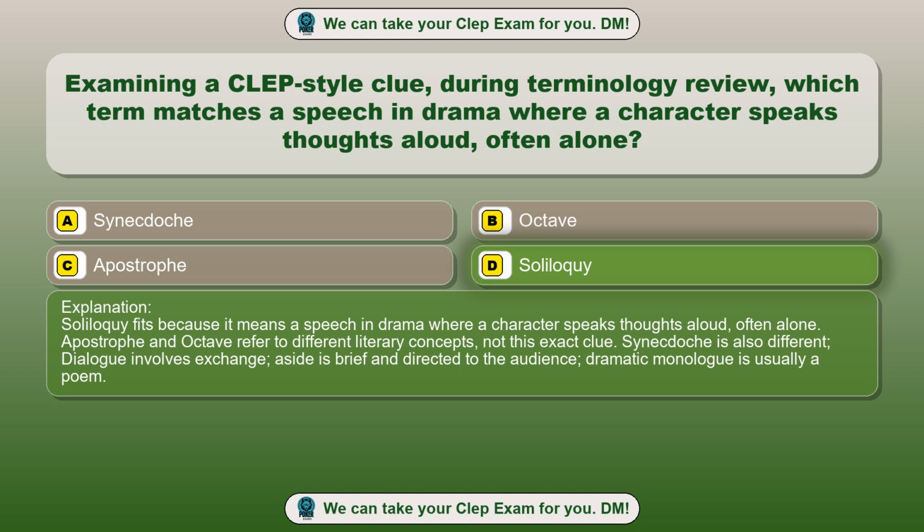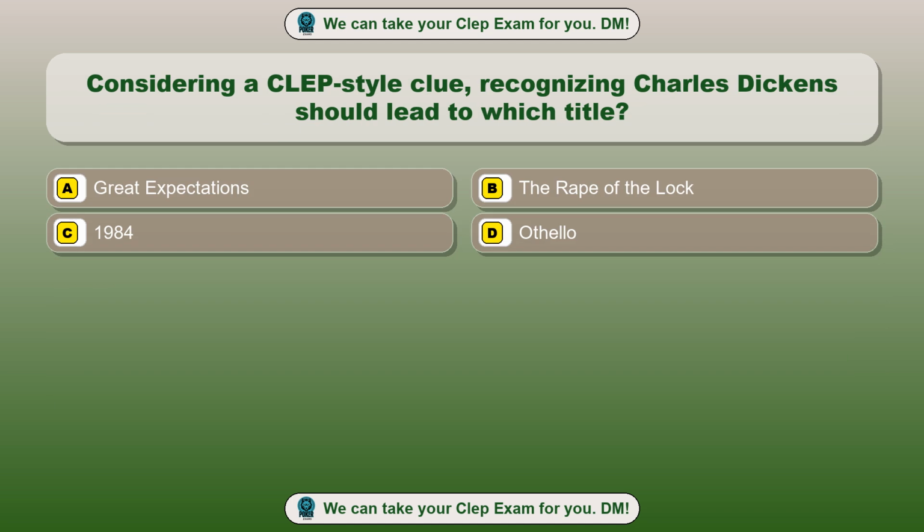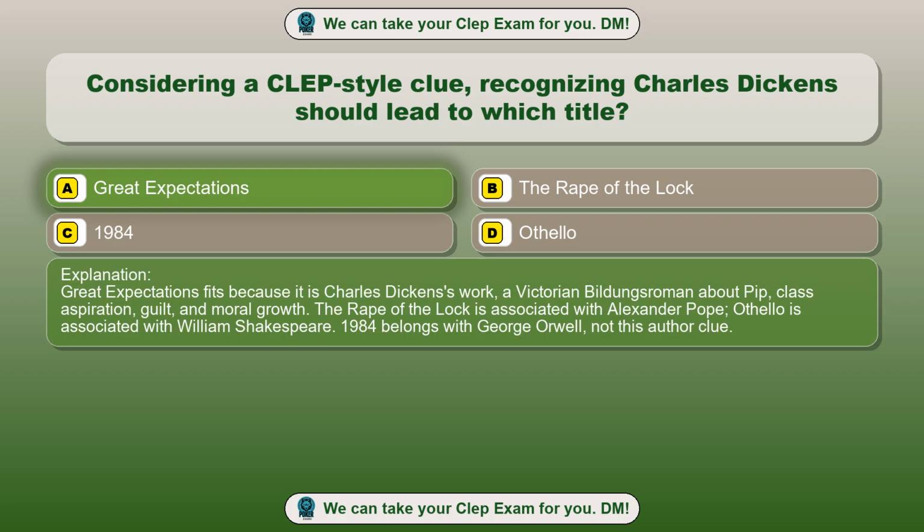Question 71. Considering a CLEP-style clue, recognizing Charles Dickens should lead to which title? Option A, Great Expectations. Option B, The Rape of the Lock. Option C, 1984. Option D, Othello. The correct answer is option A, Great Expectations. Great Expectations fits because it is Charles Dickens's work, a Victorian Bildungsroman about Pip, class aspiration, guilt, and moral growth.